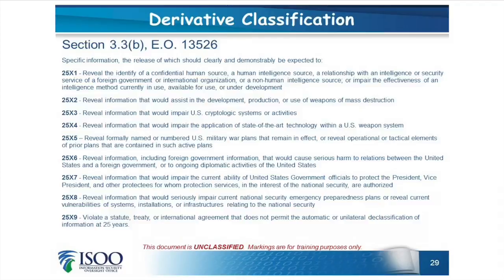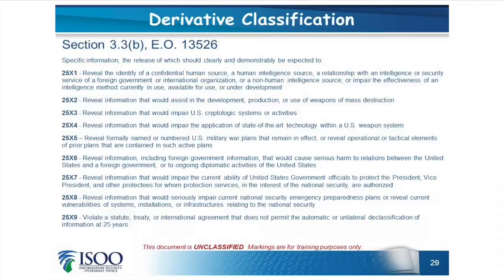25X1 covers confidential human sources, human intelligence sources, and relationships with the intelligence service of a foreign government or international organization. 25X2 covers development, production, or use of weapons of mass destruction. 25X3 covers cryptological systems. 25X4 covers state-of-the-art weapons technology. 25X5 covers formally named or numbered U.S. warplanes that remain in effect.